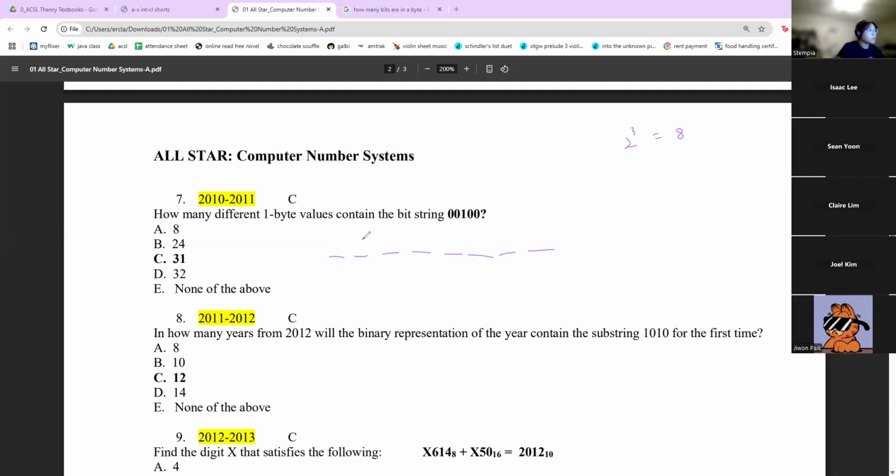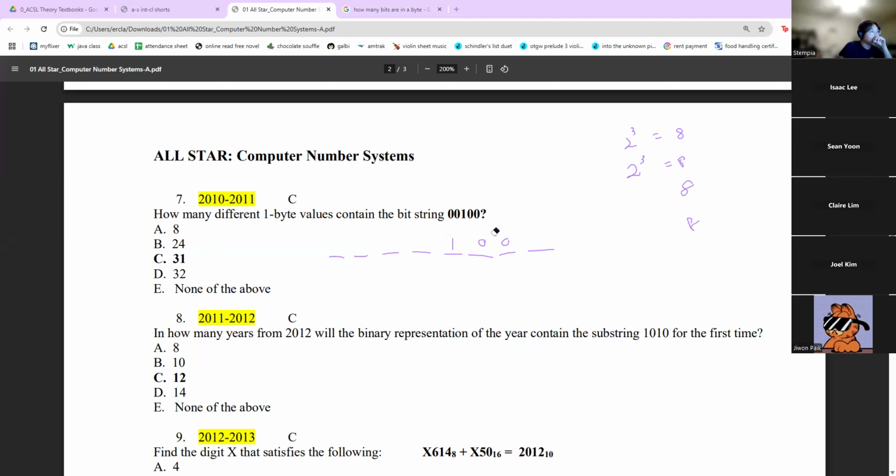What if it was here? Same thing. Another 3 asterisks. So it's going to be 8 again. Same thing as if it were here. So it's going to be another 8, and then finally it's going to be another 8 at the end.